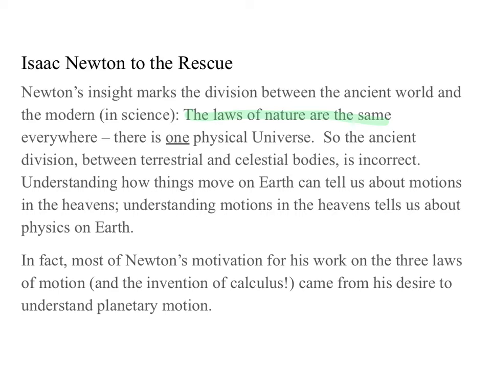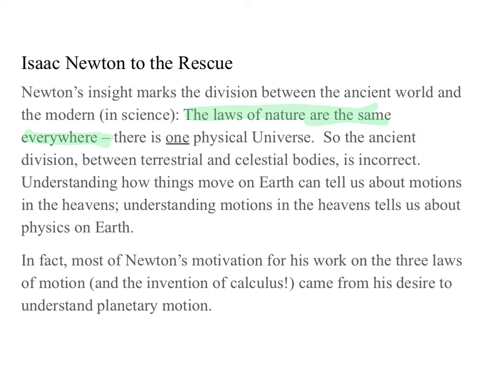There's only one physical universe. What does that mean? It means that the ancient division between terrestrial and celestial bodies is incorrect. There's just the Earth. The Earth is one of many worlds, and all of them obey the same physical laws. Conditions might be different, so it might not look the same everywhere, but things obey the same laws. More importantly, understanding how things move on Earth can tell us about motions in the heavens, and understanding motion in the heavens will tell us things about physics on Earth.